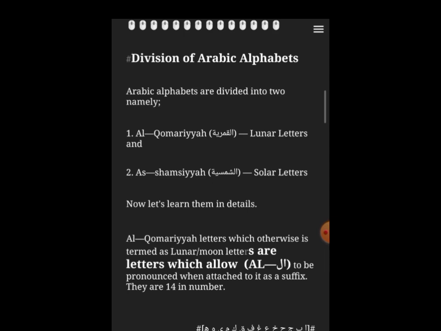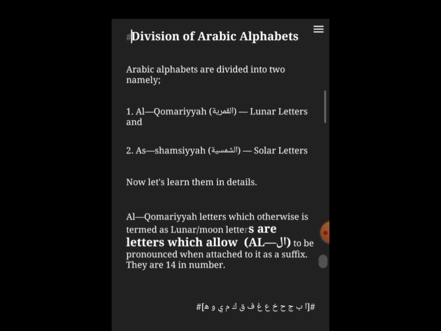So if you add al to a letter, this is where the difference sets in. We have 28 Arabic alphabets, and they are 14 each with this division. Al-Qamariyya has 14 letters, they are lunar letters, and Ash-Shamsiyya has another 14 letters, and they are solar letters. So let's talk about Al-Qamariyya properly.